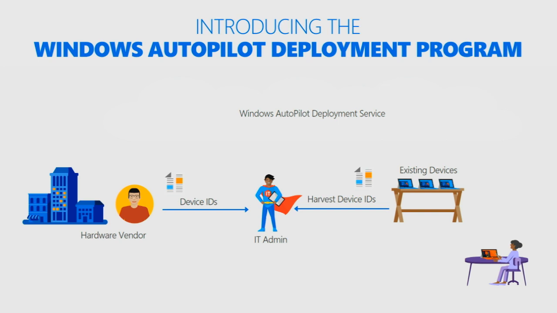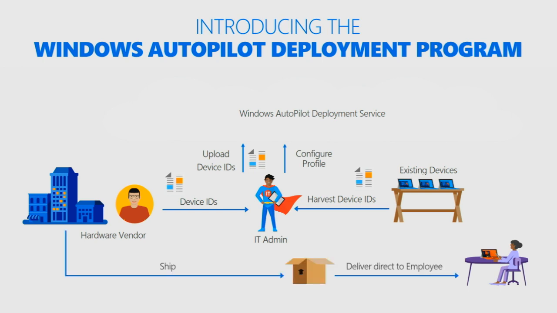Whichever way you go about doing this, you can then upload that list of hardware IDs into the Autopilot deployment service and then configure the profile of settings that goes along with that. That's really all that you need to do. Once that's done, you can take the device, ship it to the end user, and they can walk through the rest of the process.